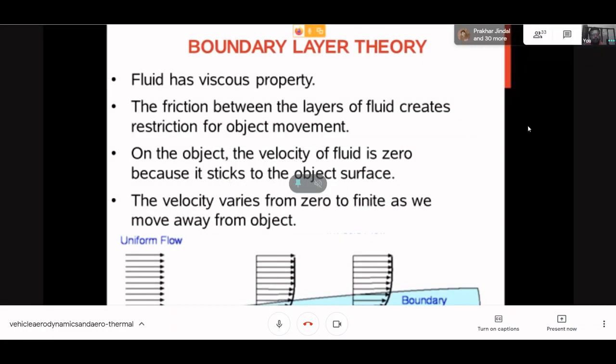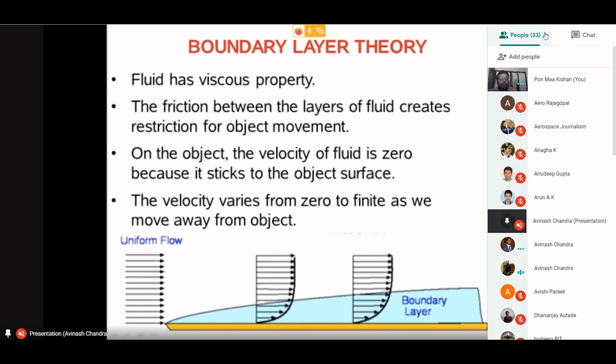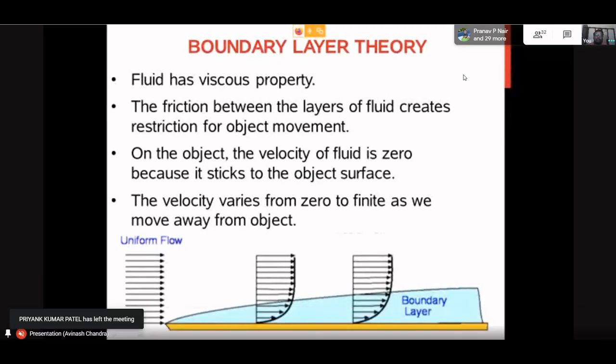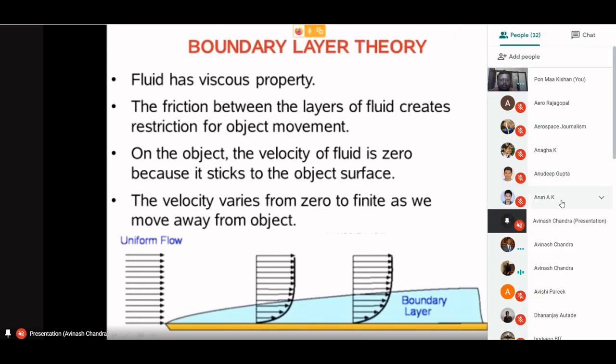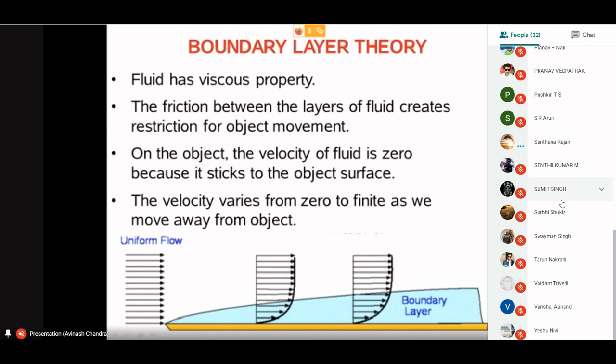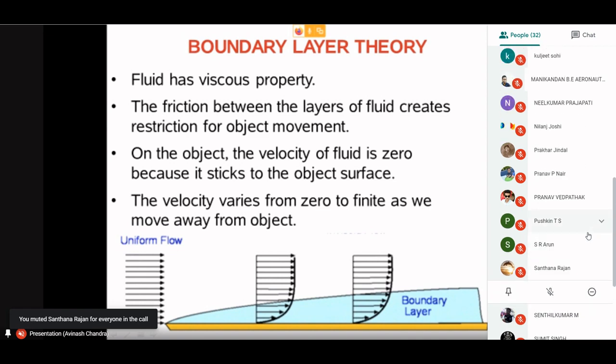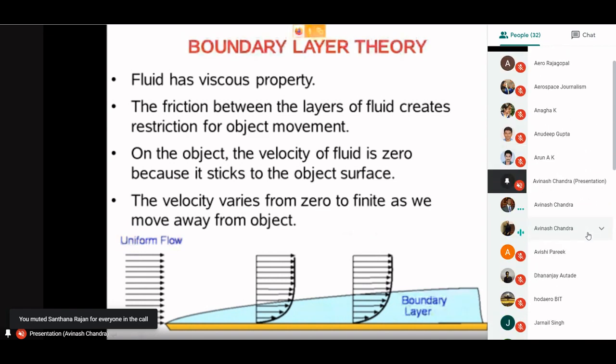Because if you look into the microscopic level of the body, it will have a lot of holes, it will have a rough surface, it's not perfectly smooth. So because of that friction, because of that viscous property, the fluid will start sticking on the surface, and because it's in direct contact, the first layer will have zero velocity.